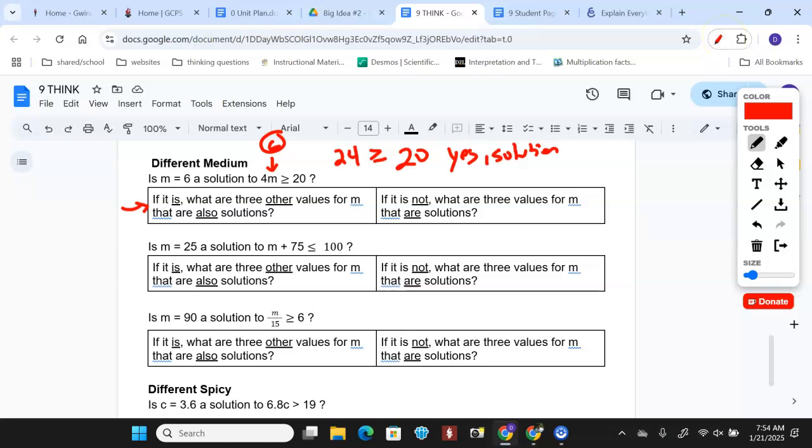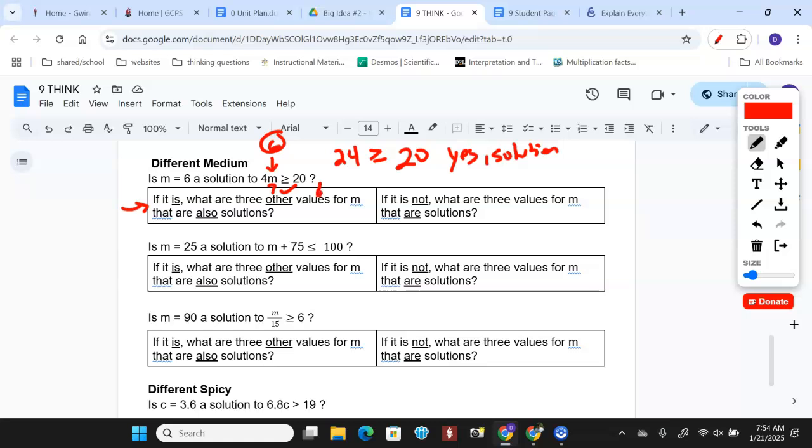Well, if I'm multiplying, anything up should still be okay. So like if I wanted to do 7, 4 times 7 is 28. 28 is still greater than 20, so 7 is a solution.